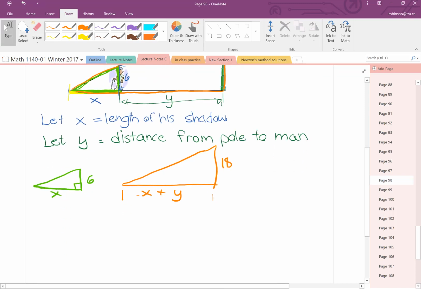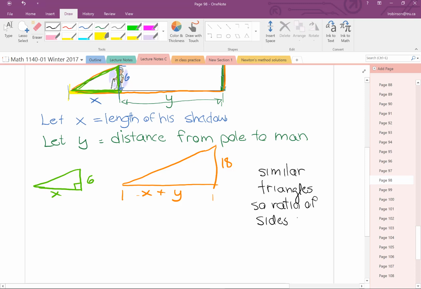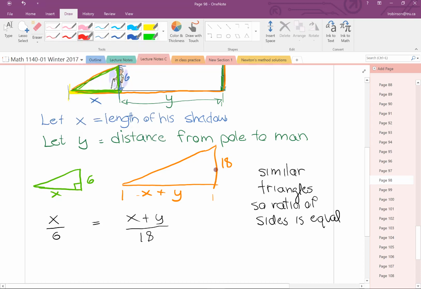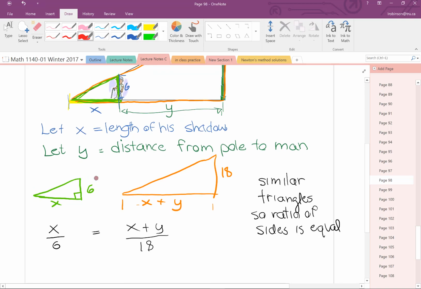So the ratio of the sides, well, there's several different ways you could do it. We could take x over 6 equals x plus y over 18, right? So that means this over this is the same ratio as this one over this one. Or you could have done it other ways. You could have said 18 over 6 is equal to x plus y over x. There's lots of ways you could have done it. This way is as good as any.